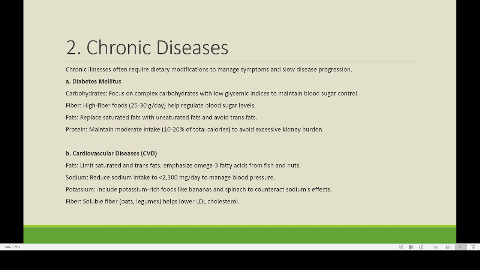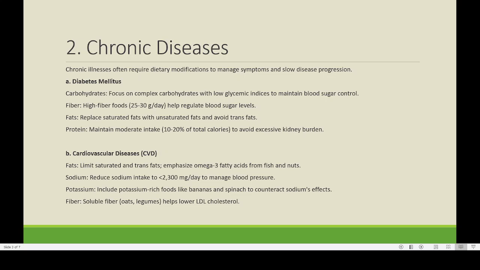Then there are different types of diseases, including chronic disease. Chronic disease means, for example, diabetes. Once you have diabetes, it is with you throughout your life. So chronic diseases are those diseases which are with you for a long time. Chronic illness often requires dietary modification to manage symptoms and slow the progression of the disease.